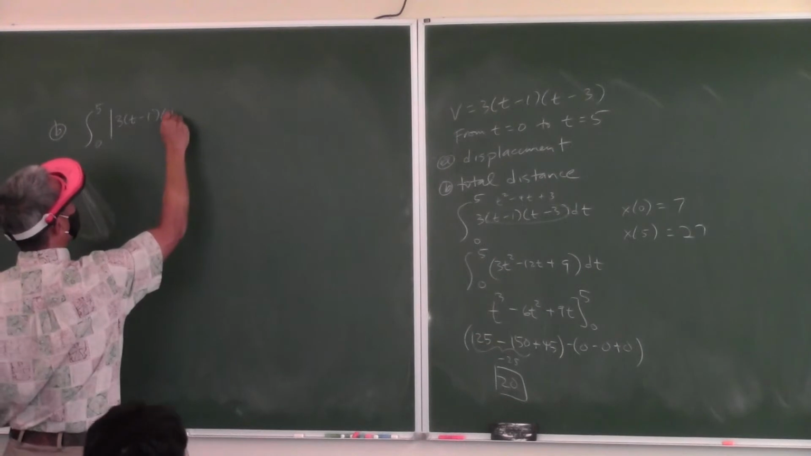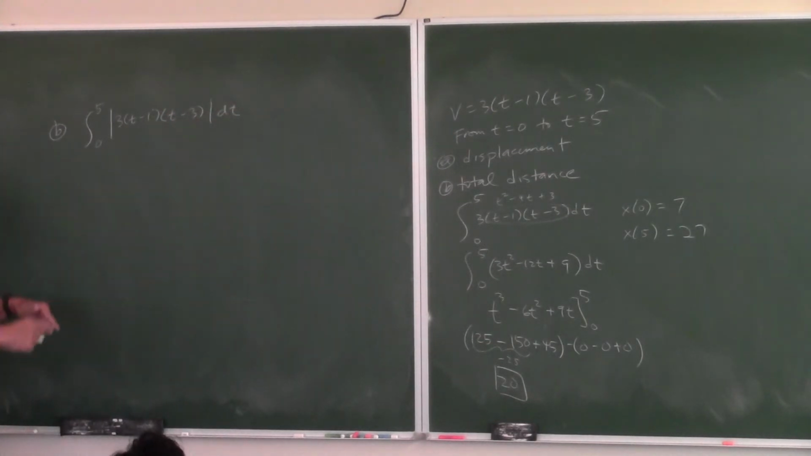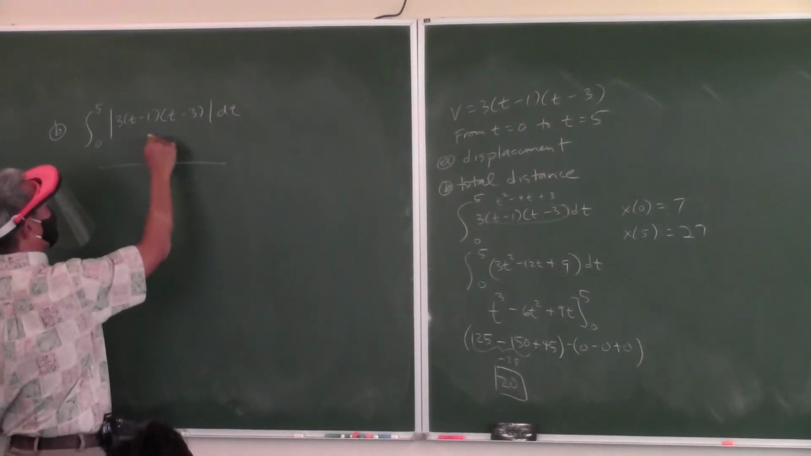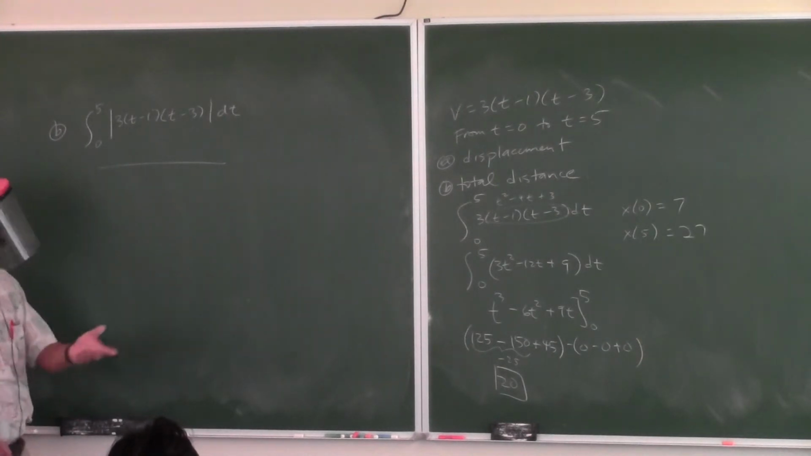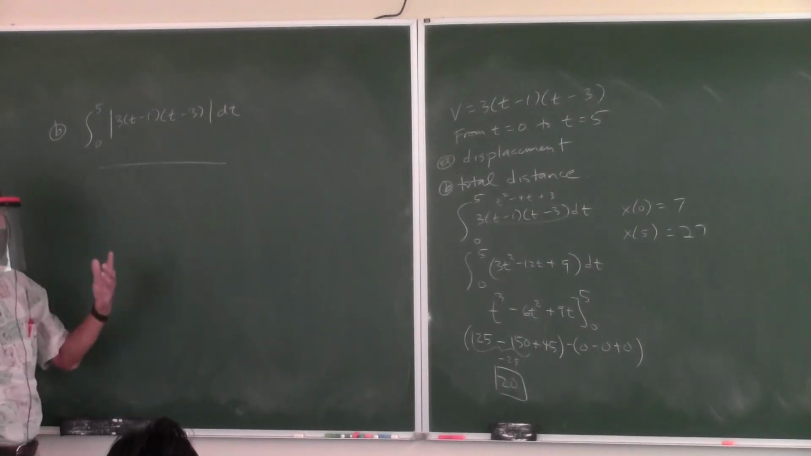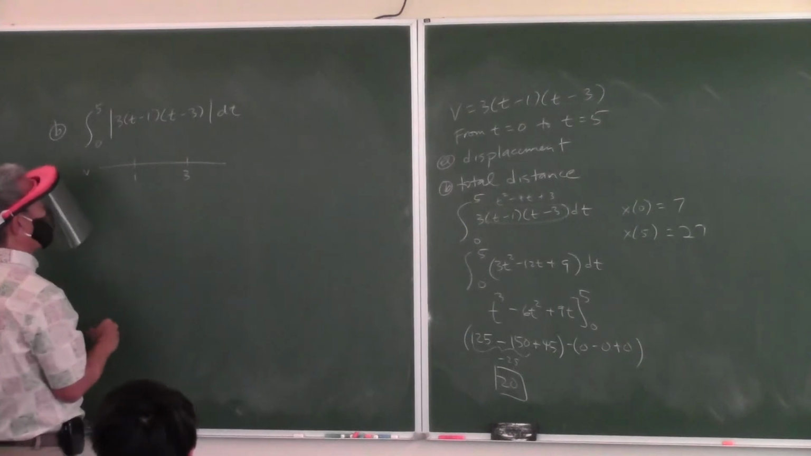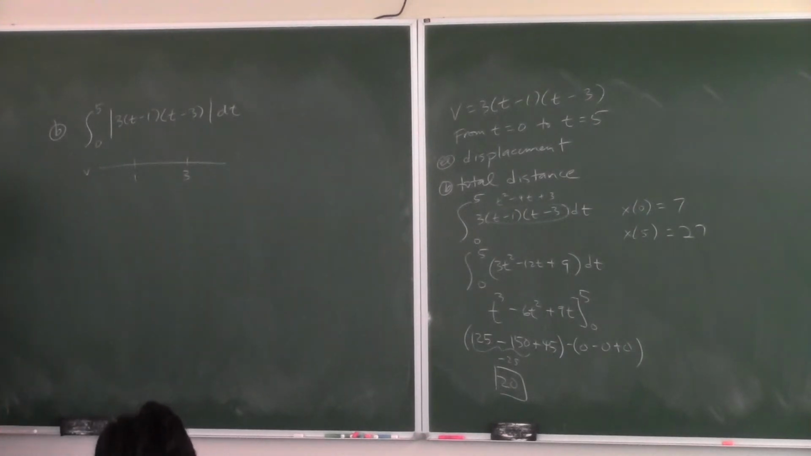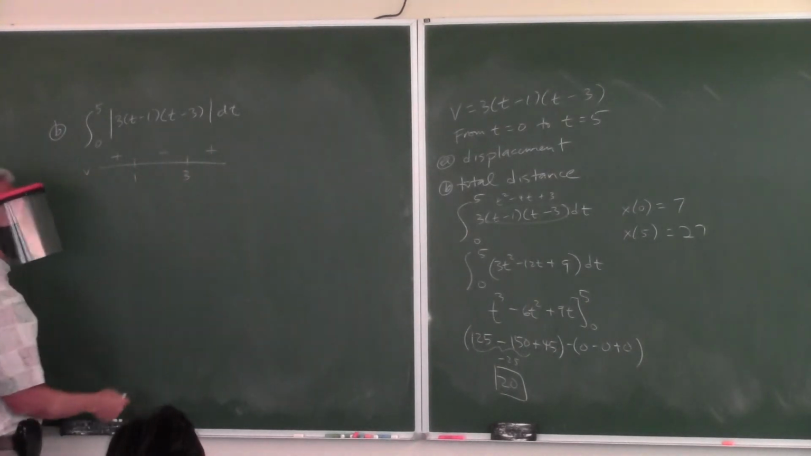Now, if you had a calculator, you'd just punch it in right there with the absolute value signs, and the calculator would spit out the answer. But if you don't have a calculator, then we have to make a piecewise function. So you have to know when the velocity is positive and when it's negative, so you have to make a number line. Look at the velocity equation, what makes it 0? 1 and 3, put that on the number line. Plus, minus, plus. You can think of the graph or just plug in numbers.